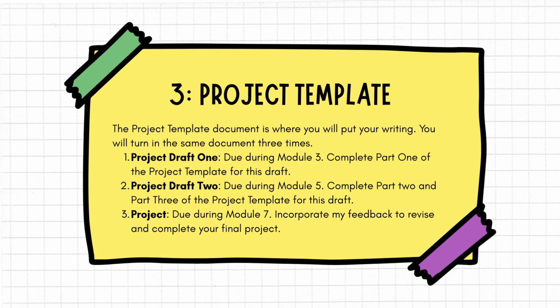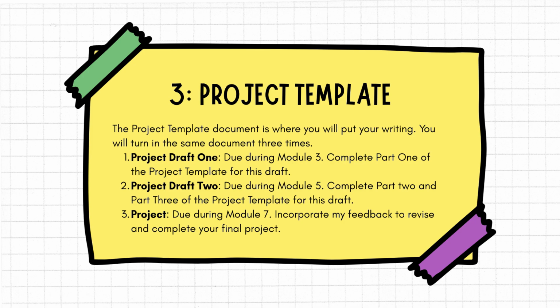For project draft 1, during module 3, turn in project draft 1, and you only need to complete part 1 of the project template for this draft. Follow the instructions on the template document. It'll have a question, and then it'll have space for you to put your response. So just follow that, fill in those gaps with your own thoughts, prose, explanations, etc. Try to do more than just bullet points, but really use complete sentences and put some thought into your writing.